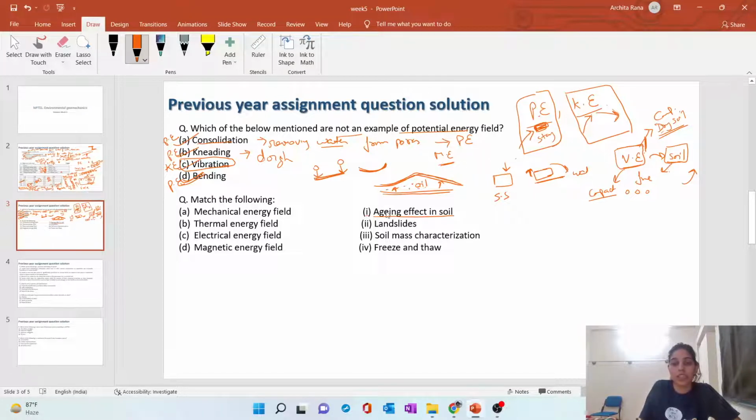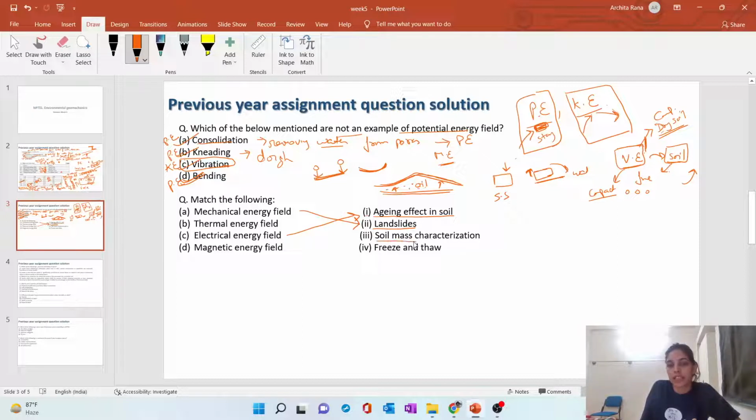Another is landslide. For landslide, first there is a mechanical energy to it, or there is mechanical deformation in landslide. Hence, the mechanical energy field is used to study the landslide, and electrical for the aging.